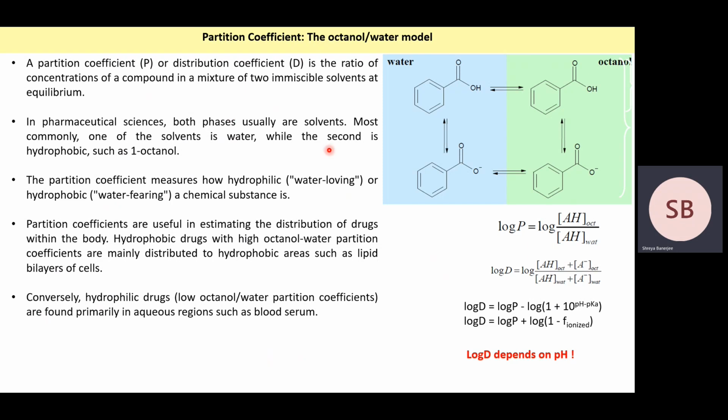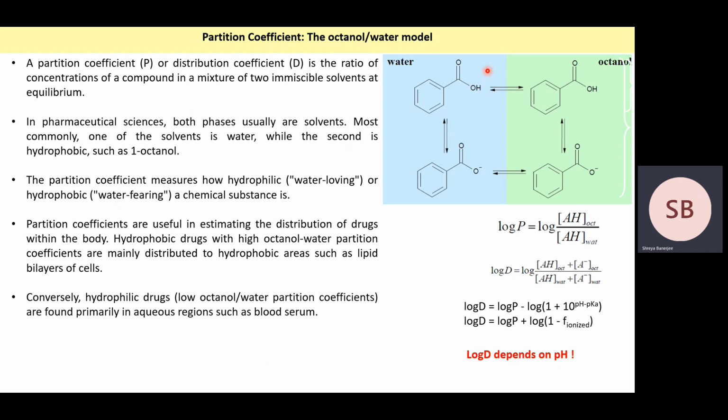We'll quickly talk about partition coefficient. A partition coefficient or distribution coefficient is the ratio of concentration of a compound in a mixture of two immiscible solvents at equilibrium. In pharmaceutical sciences, both phases are usually solvents. Most commonly, one of the solvents is water, while the second is hydrophobic, like 1-octanol.